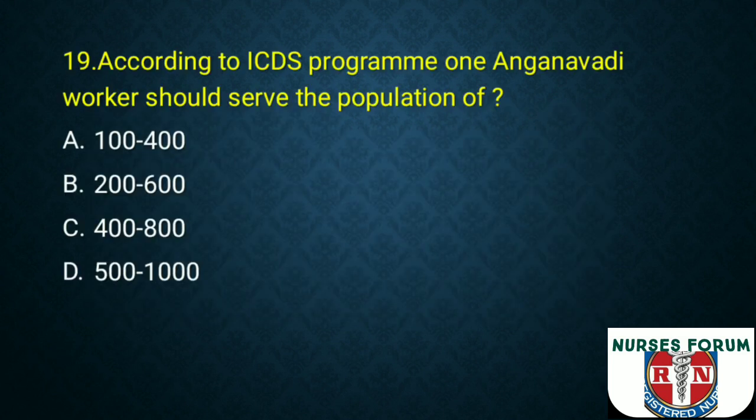Next question. According to ICDS program, one Anganwadi worker should serve the population of 100 to 400, 200 to 600, 400 to 800, 500 to 1000. Right answer is 400 to 800.